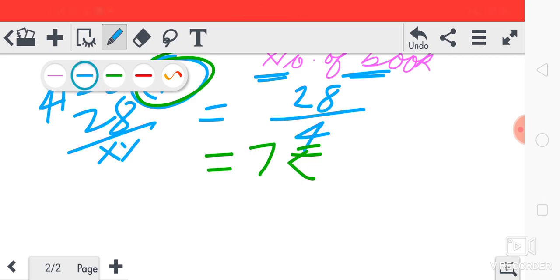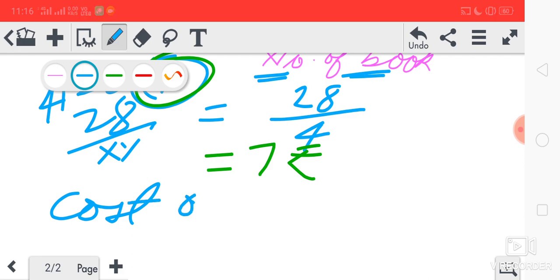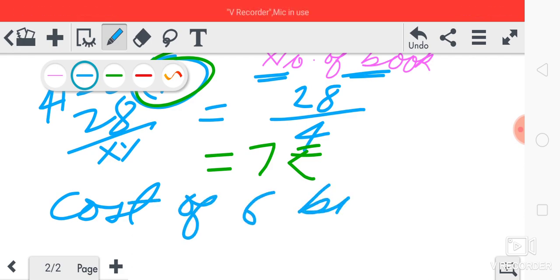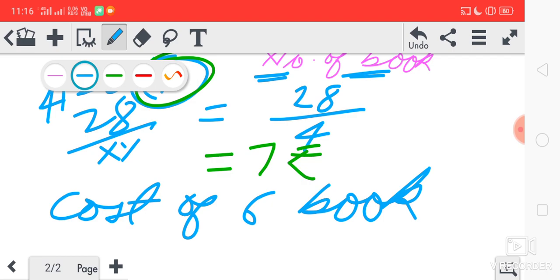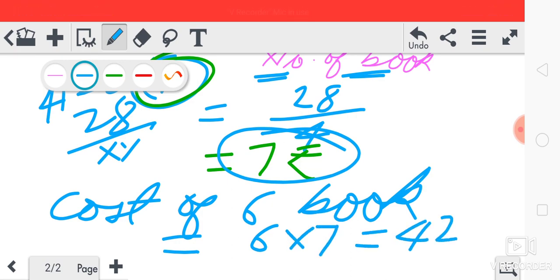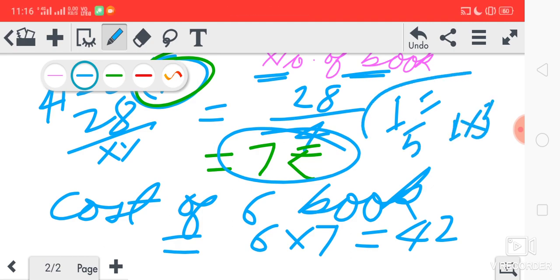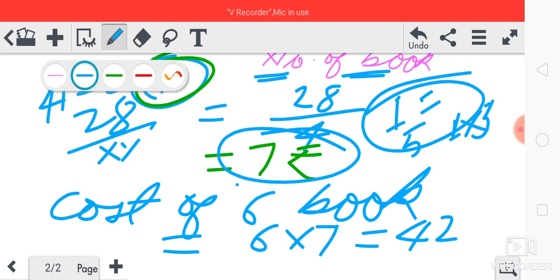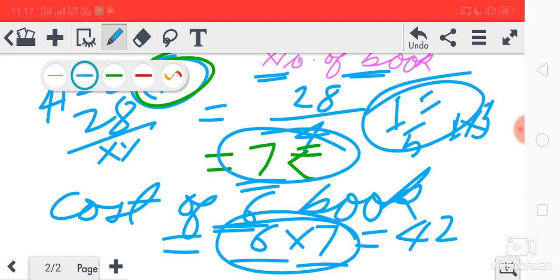Now the cost of one book we have got as 7 rupees. Now if I ask you the cost of 6 books, the cost of one book you have got as 7 rupees. Now the cost of 6 books equals what? Now we'll multiply 6 into 7, that is 42, isn't it? Earlier we did it for 1. Whatever price is given for 1, if it asks for 5, then 1 into 5. So for 1 it is given as 7 rupees, for 6 it will be 6 into 7. So this is called the unitary method. Why is it called the unitary method?